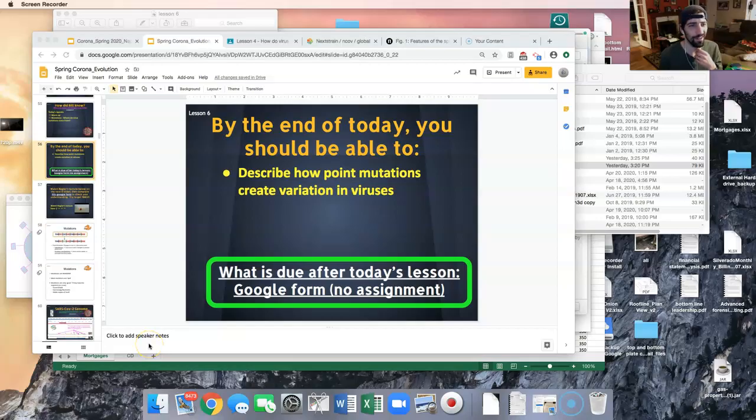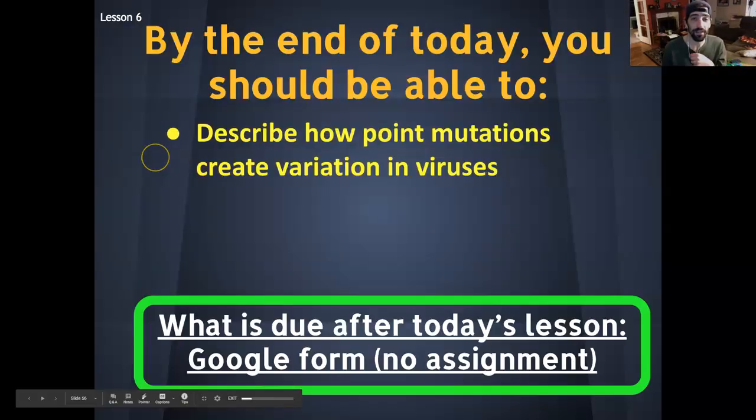Let's get going and start with the learning objectives here. By the end of today, you should be able to describe how point mutations create variation in viruses. There's no assignment for this lesson, but there is a Google form at the end for you to fill out.